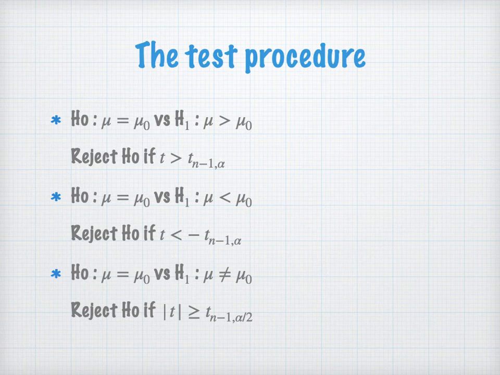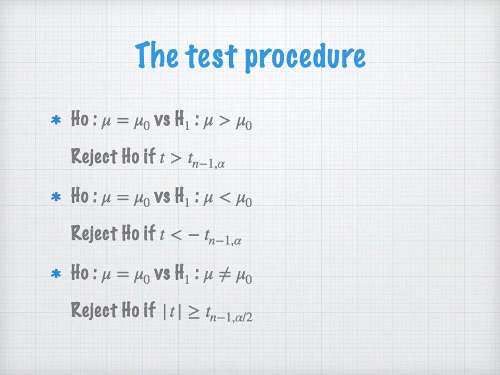So the test procedure is similar to the other one. Here we have H0: mu equal to mu0, and if H1 is mu greater than mu0, then we will take a decision to reject H0 if t is greater than t(n-1, alpha). So if we know alpha and we know the sample size n, we can calculate n minus 1.